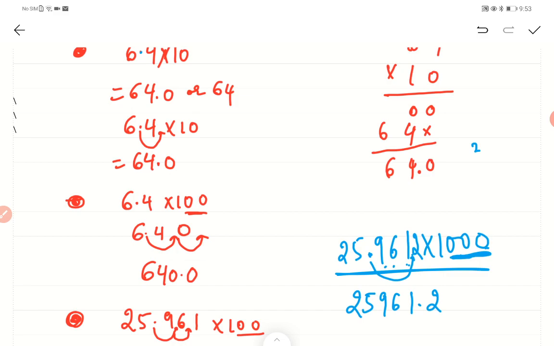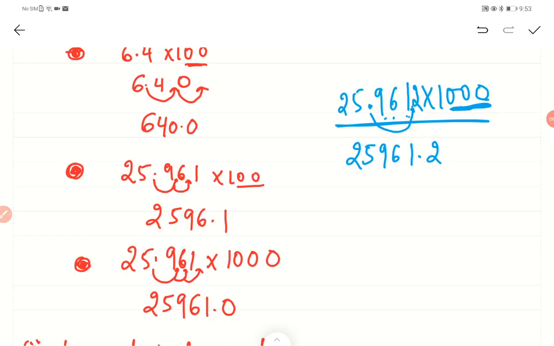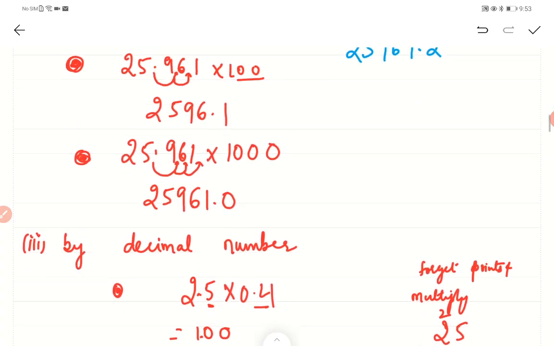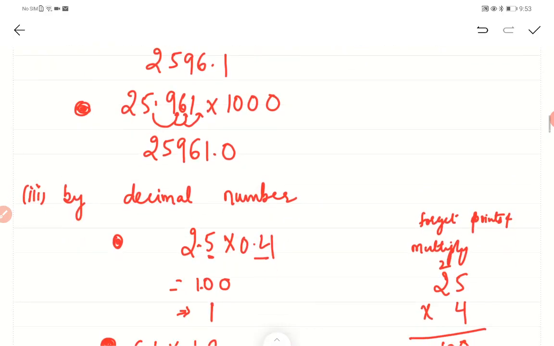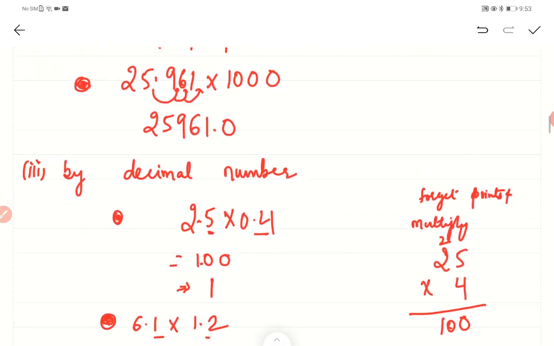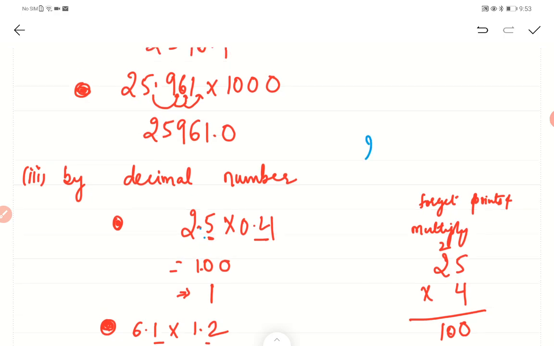So these are easy methods to multiply a decimal number with tens, hundreds, and thousands. Now we had seen how to multiply a decimal number with a whole number. Now let's see multiplication of a decimal by a decimal number. Same procedure: forget about your decimal point. If you have 2.5 multiplied by 0.4, forget about these points and just multiply 25 and 4. How much will you get? 25 fours, it's 100, right? 5 fours 20, 4 2 8, 9 10. Yes, it is 100.